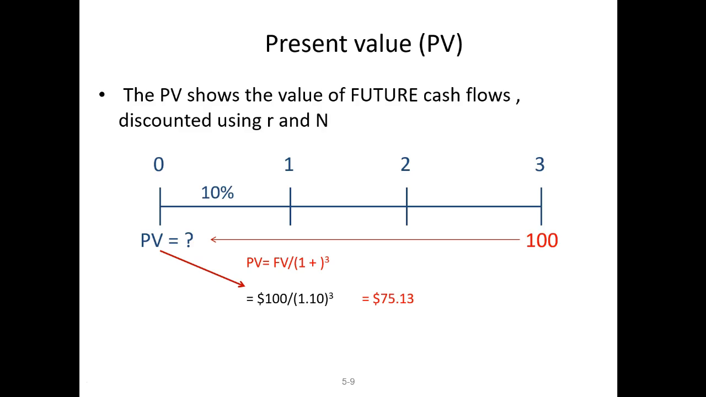So again, as a reminder, present value is a calculation from future value. Let's say we had $100 in year 3. The formula, as we know, for time value of money is: present value is future value divided by (1 plus R), where R should be in the parentheses.